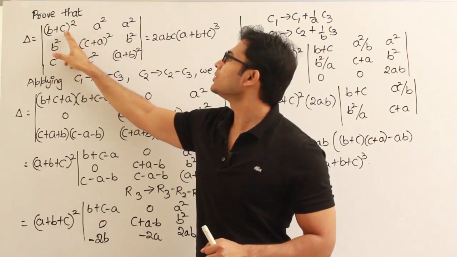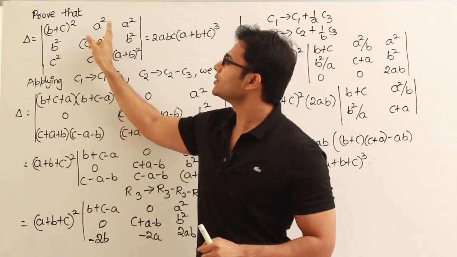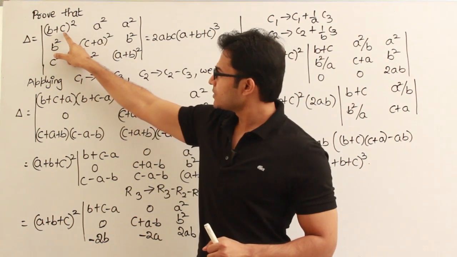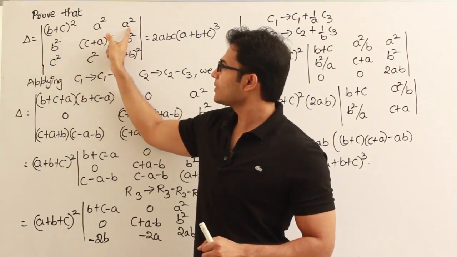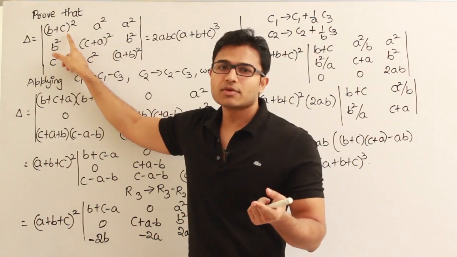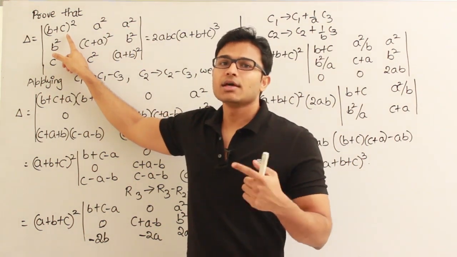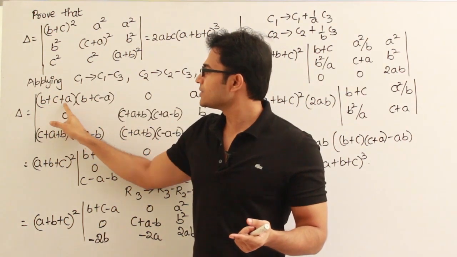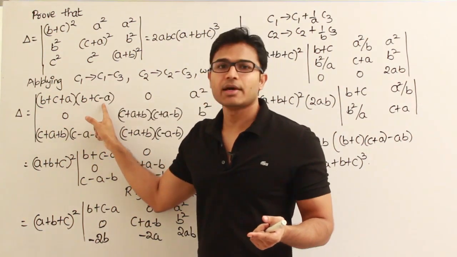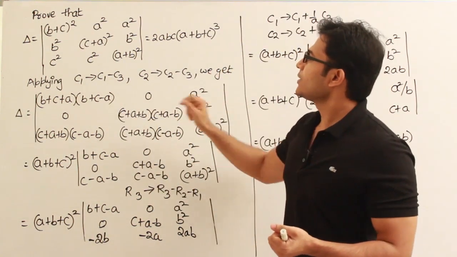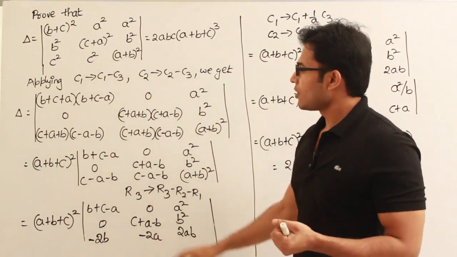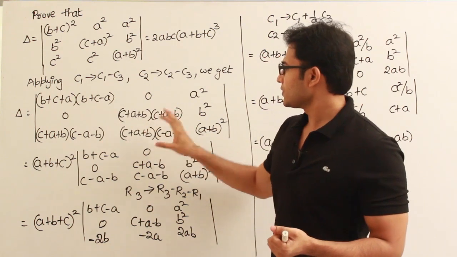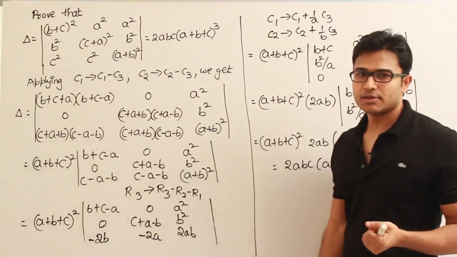When I apply c1 minus c3, I get (b plus c) square minus a square. It is in the form of a square minus b square, which can be written as (a plus b) into (a minus b). Therefore, I expanded it out like this: (b plus c plus a) into (b plus c minus a), right? And again, likewise, I expanded all of them. So I got these 4 terms. This one we didn't change anything here.